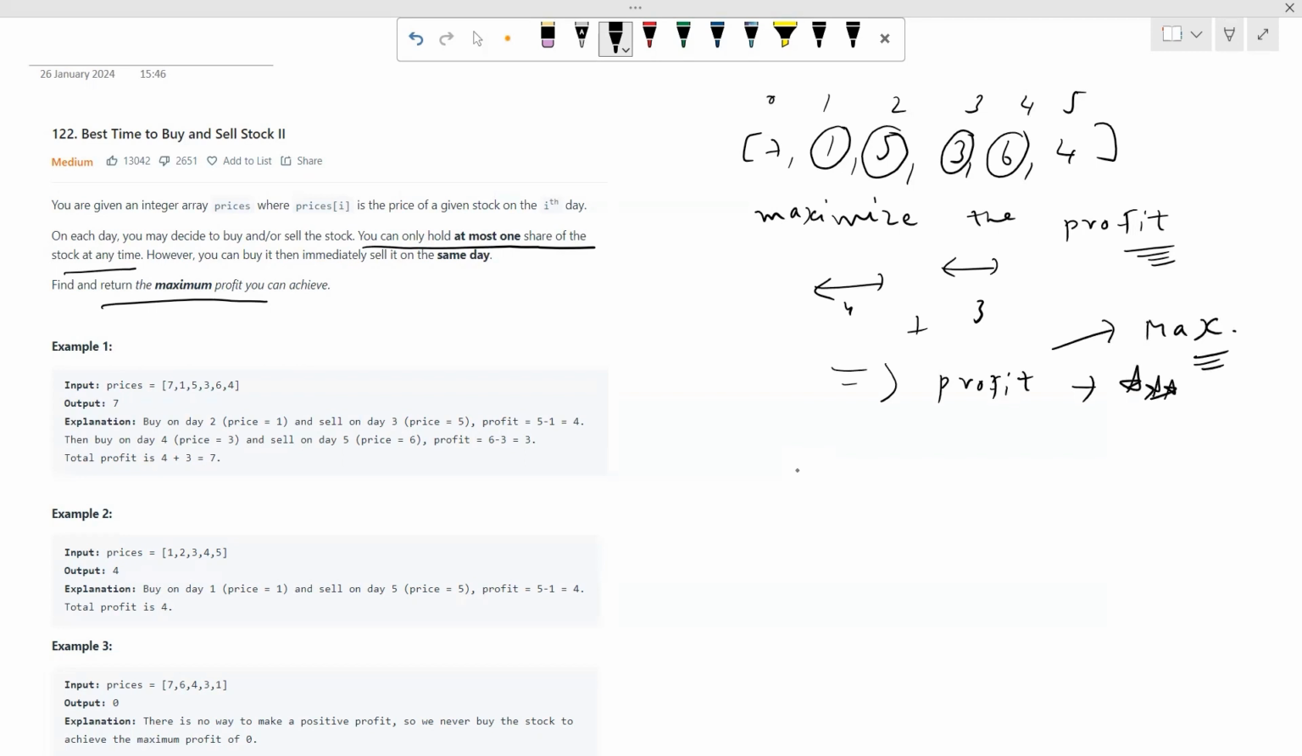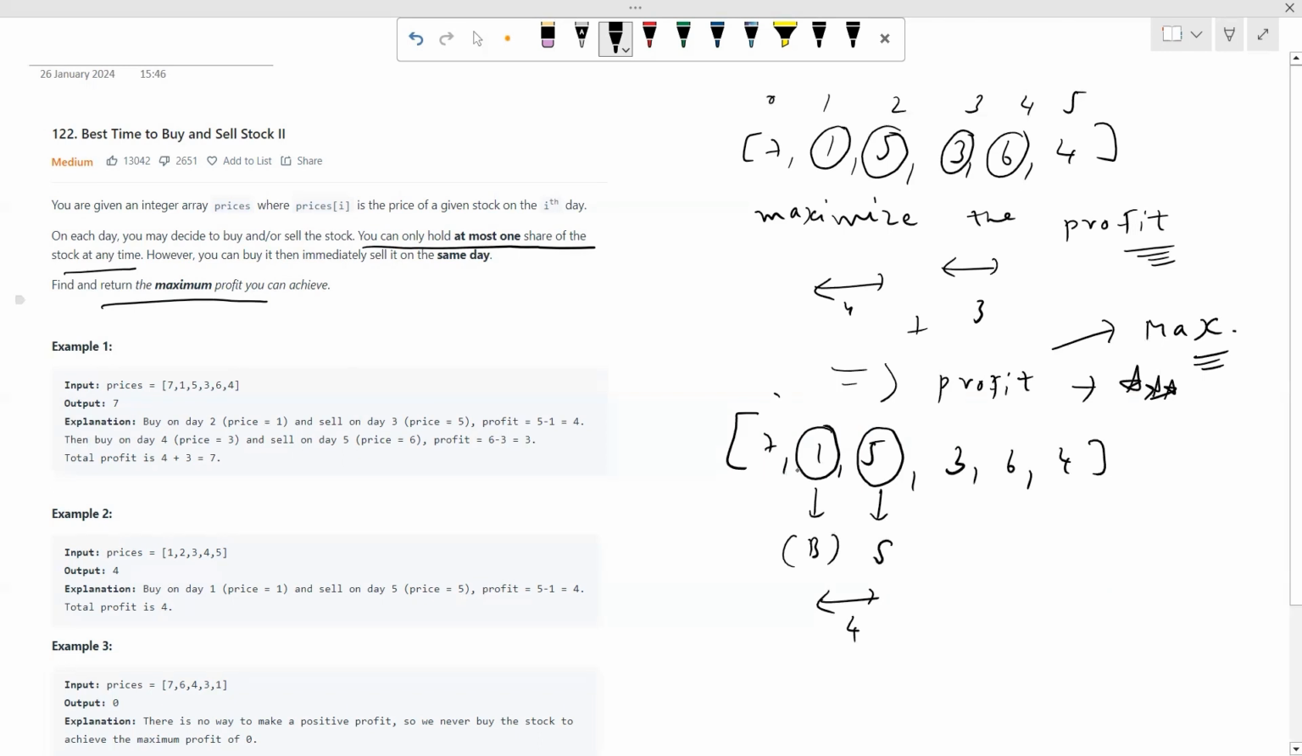Now let's try to guess the output of this example. Let's say I write this array once again: 7, 1, 5, 3, 6, 4. So let's say we'll buy on day 2 at price equal to 1, and sell it on the third day when the price is equal to 5. Then what will be its profit? 5 minus 1 will be equal to 4, right?